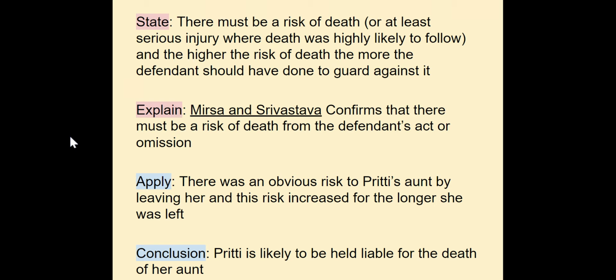And then finally, and this is a bit that students always forget, there must be a risk of death, or at least a risk of serious injury where death could occur as a result. This is seen in the case of Misra, which confirms that the risk of death must be from our defendant's act or omission. And here there is obviously a risk to the aunt by leaving her, and the risk is increased the longer she is left. So we're led to the conclusion that Pretty is likely to be held liable for the death of her aunt.